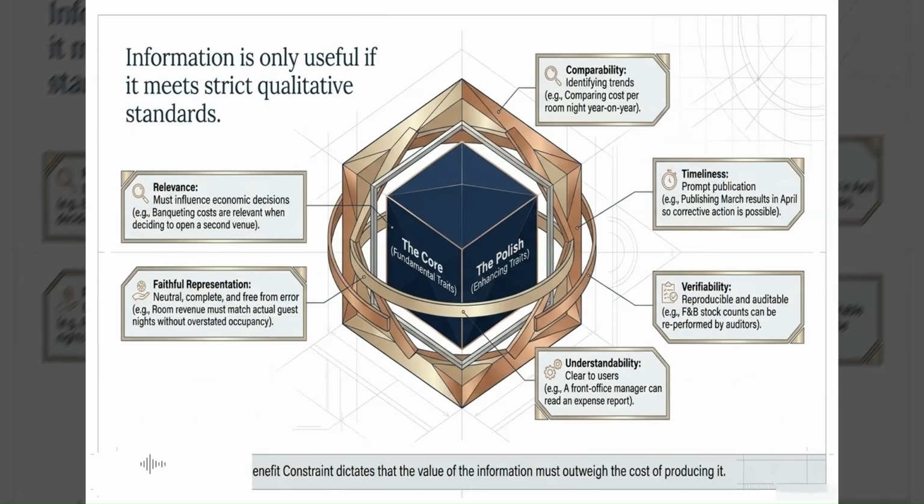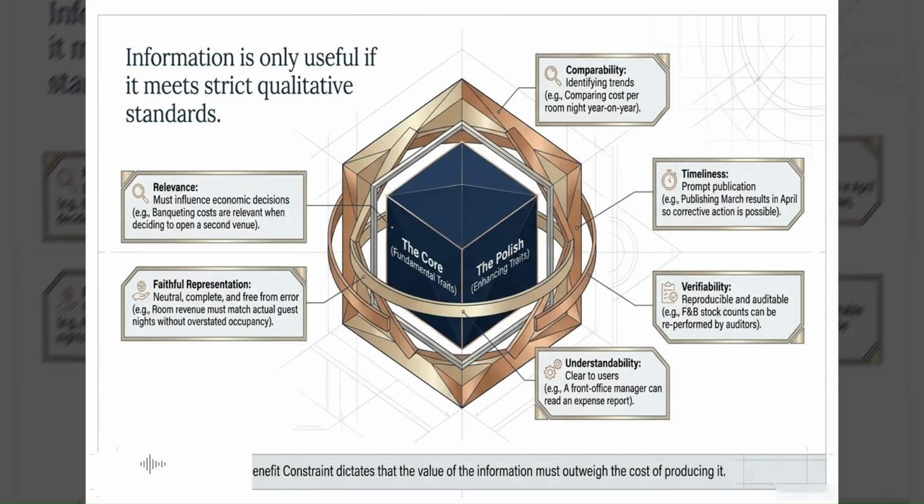Next season's projected occupancy, for instance. The most faithfully represented information is usually historical, and history is not always what the decision needs. Managing that trade-off is a large part of professional judgment in accounting.